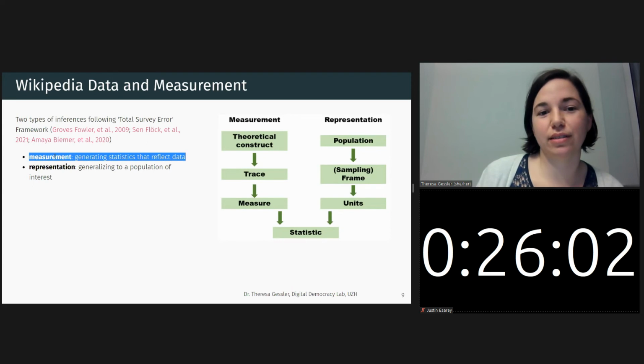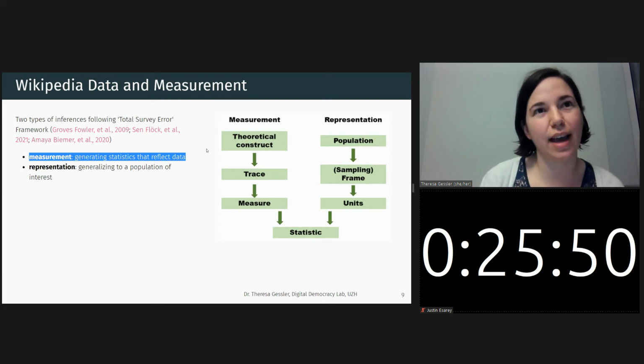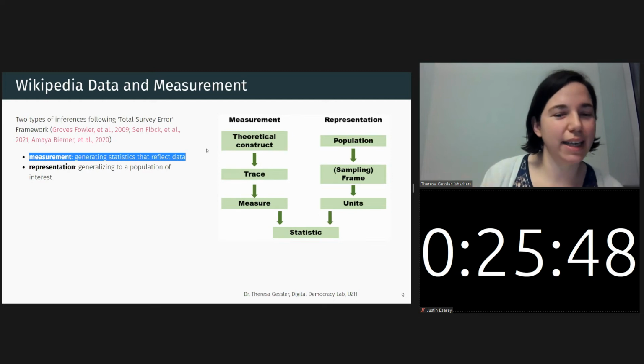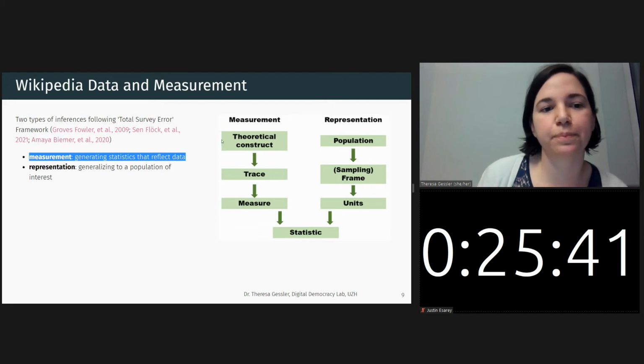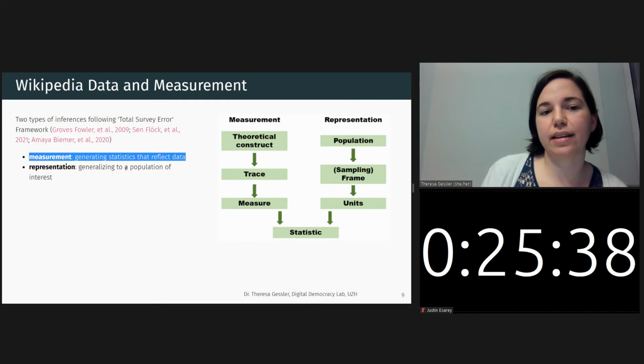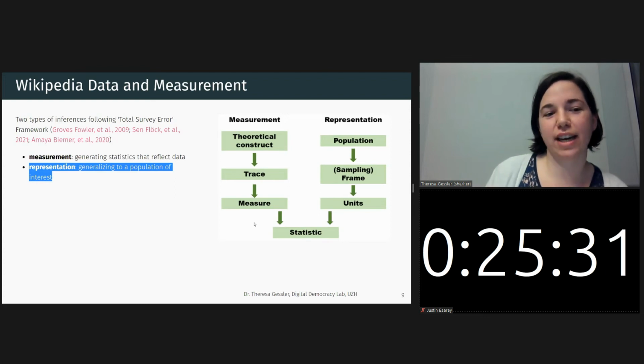The first is the process of measurement, where we're basically trying to generate statistics that adequately reflect the data that we have before us. For surveys, this would be, for example, also coming up with a question and so on, which of course for Wikipedia is not relevant, but I think the process of translating a concept into a statistic is still important. And the second aspect is the problem of representation. So basically, when we have generated our statistics on the process, how can we generalize this to a wider population of interest?